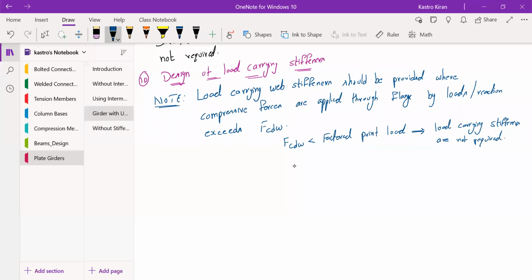So you have to find out whether the FCDW value is less than the factored point load or greater than the factored point load. So if FCDW is greater than the factored point load, then the condition has to be satisfied. So let's check this point.